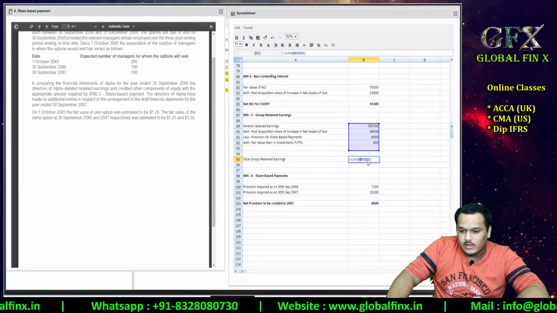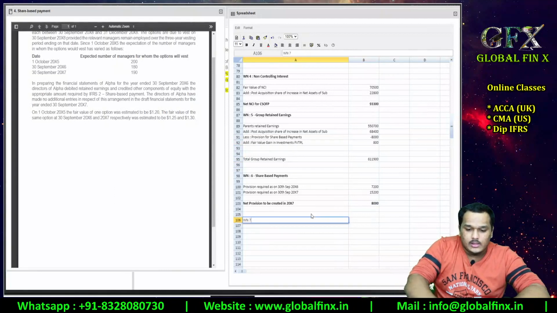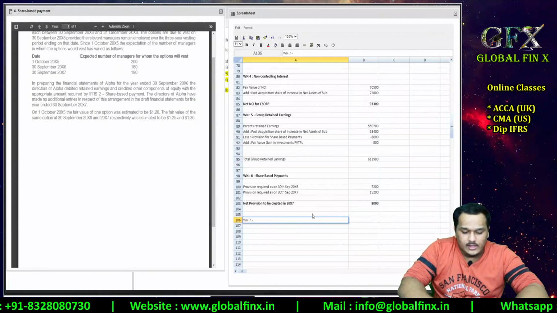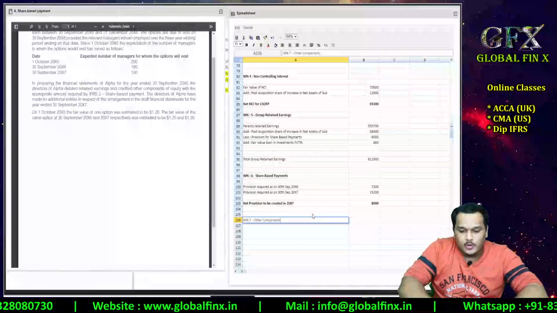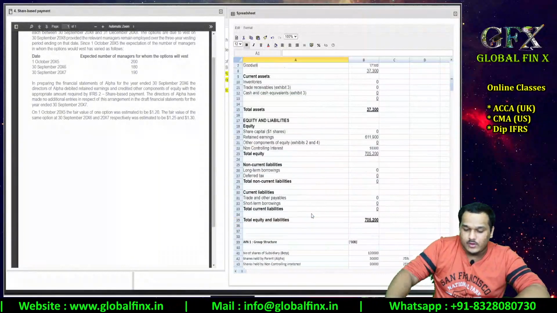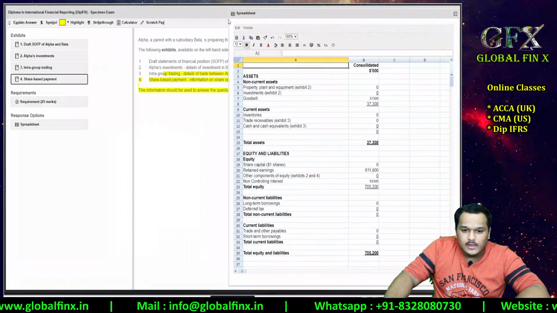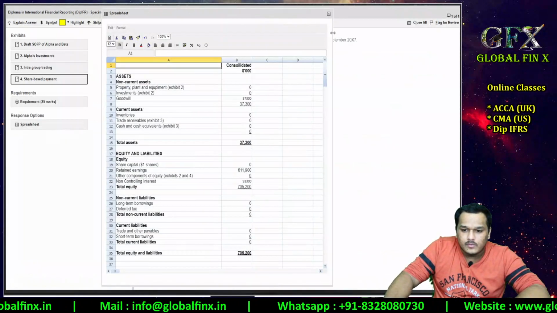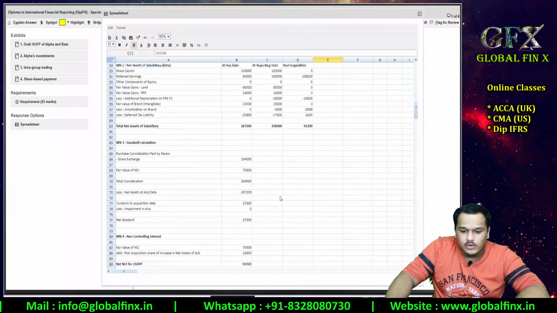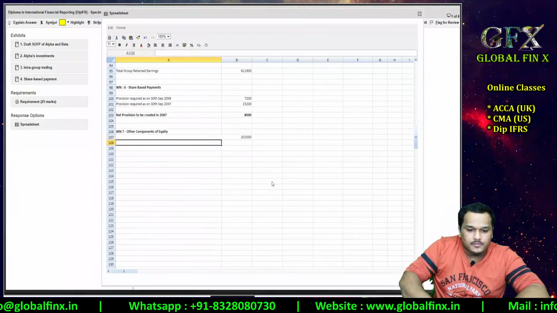So let's just check. Okay, properly calculated. And then last working note number 7. Working note 7, that is other components of equity. So balance sheet figure already is there, na? Parent had some OCs. See this one, 202,000. So that 202,000 will come here. 202,000.